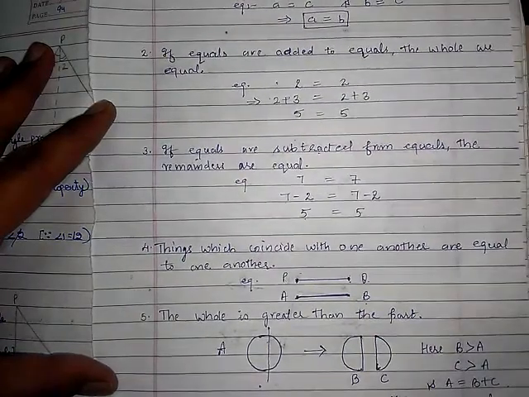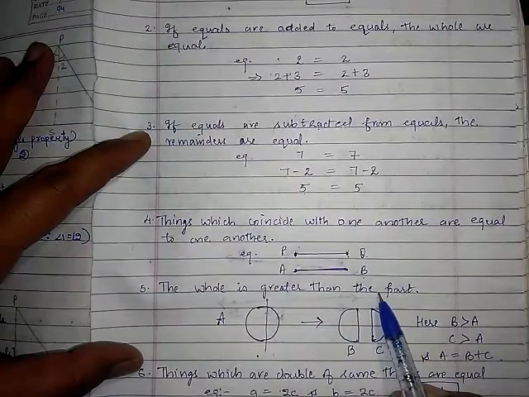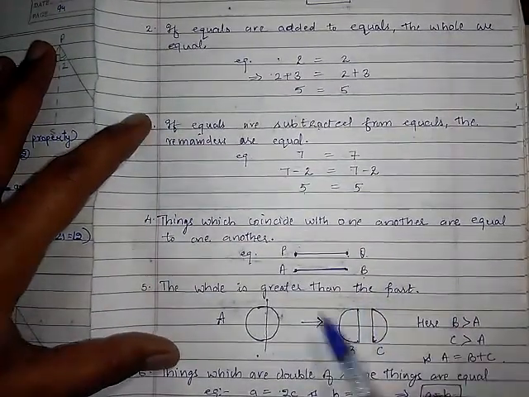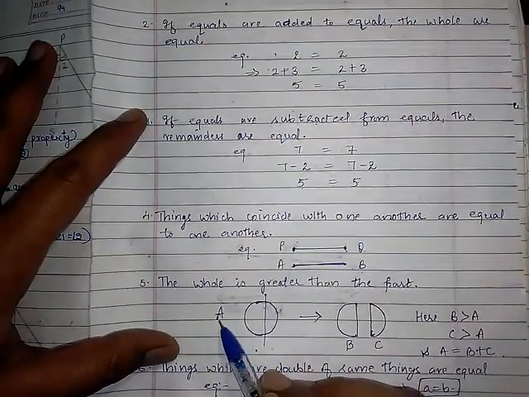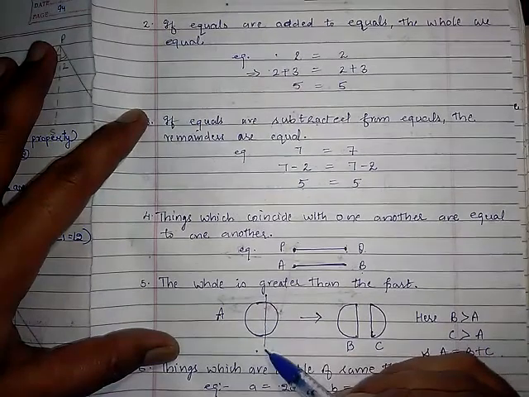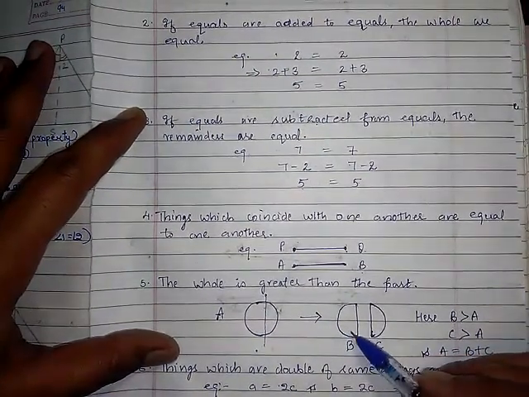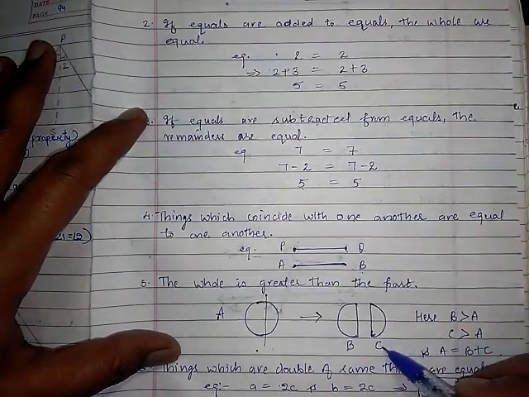Then come to the next, the fifth one. The whole is greater than the part. Okay, this you know very well. Suppose we have a piece of cake named A. If you cut the cake from here, you get two pieces. Suppose the name of the first piece is B and the name of the second piece is C.